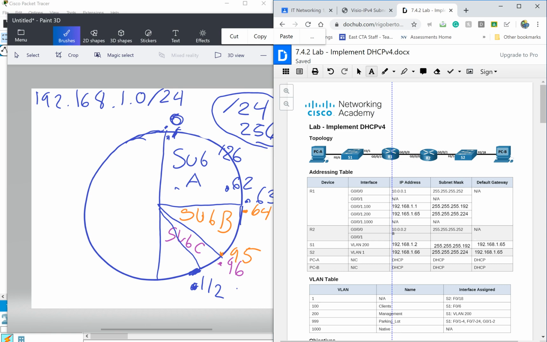We'll see if that makes sense to me, because you have an address in one subnet and then a default gateway in another one. I'm going to have to revisit this in a little bit to see if that's not mistaken.